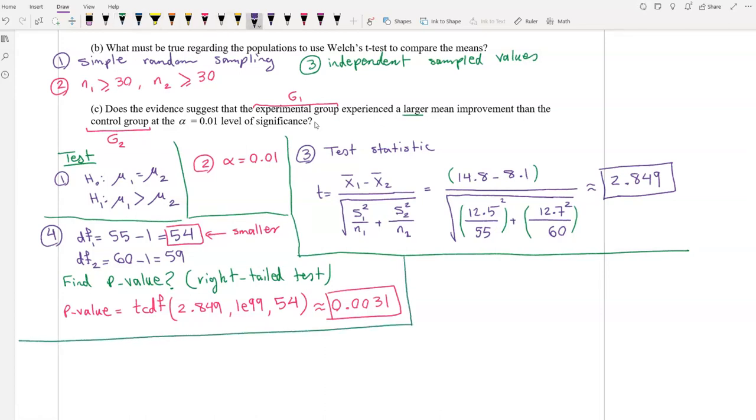The next step, compare our p-value with alpha, see if it's less than alpha. Our alpha is 0.01. So this is less than. That means we are going to reject null.